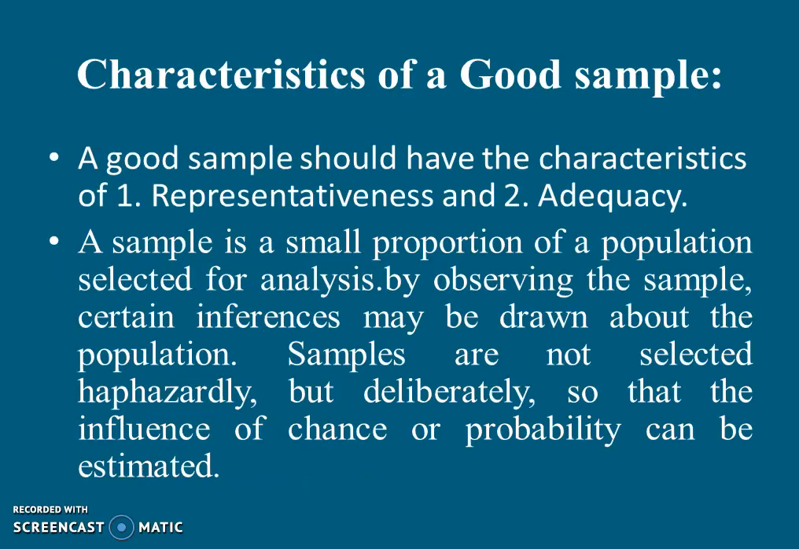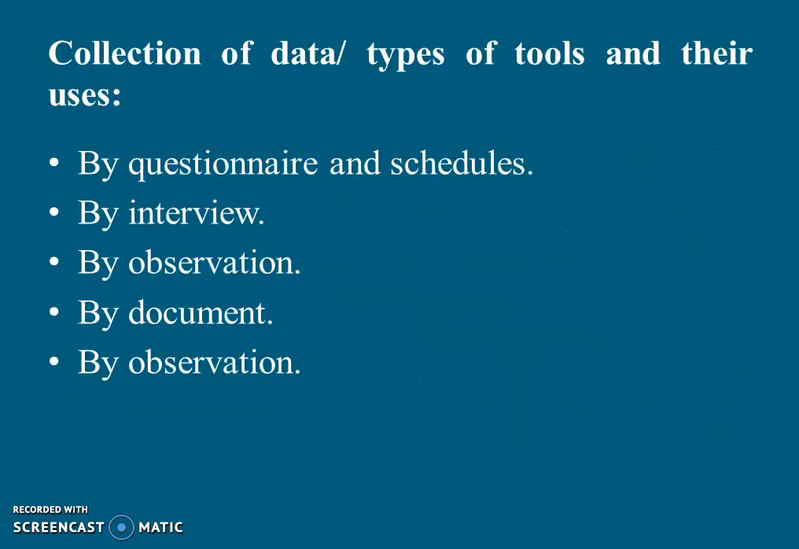Characteristics of a good sample. A good sample should have the characteristics of representativeness and adequacy. A sample is a small proportion of a population selected for analysis. By observing the sample, certain inferences may be drawn about the population. Samples are not selected haphazardly but deliberately, so that the influence of chance or probability can be estimated.